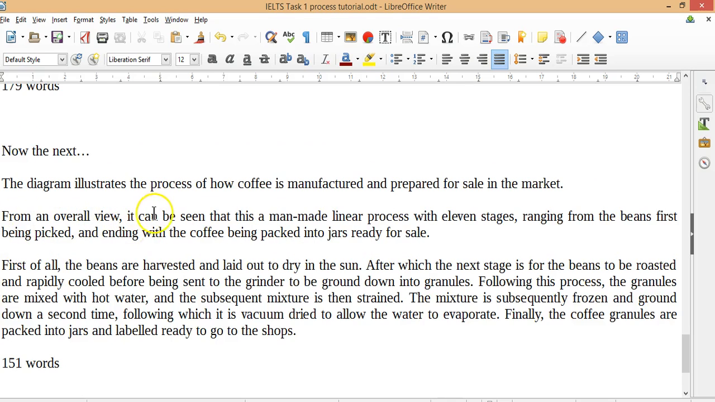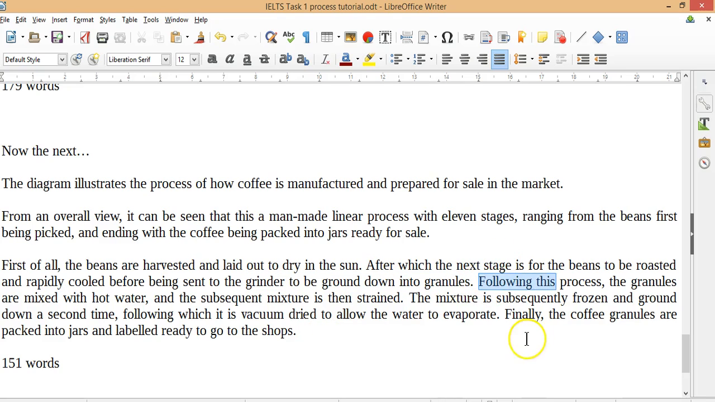From an overall view, it can be seen that this is a man-made linear process. 11 stages, ranging from the beans first being picked and ending with the coffee being packed into jars ready for sale. So, first of all, the beans are harvested and laid out to dry in the sun. After which, the next stage is for beans to be roasted and rapidly cooled before being sent to the grinder to be ground down into granules, which is what usually happens in a grinder.